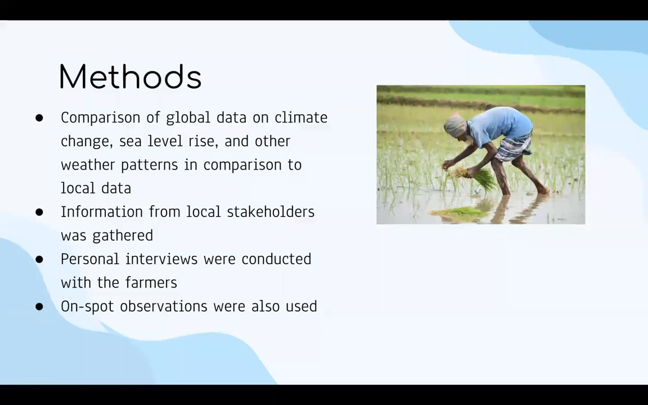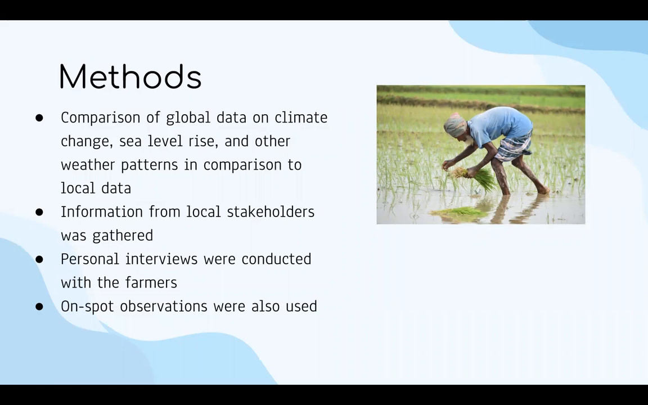The methods that were used for this paper, the first method that they used is they compared global data on climate change, sea level rise, and other weather pattern data to local data in Bangladesh. So basically, they would look at things like temperature over the seasons or precipitation over the seasons globally, and then they would compare it to the local data from Bangladesh. Other information was gathered from local stakeholders. So these were government officials who have a lot of data on the land and how it's being used. So they asked them about it as well and saw what's changed over the years.